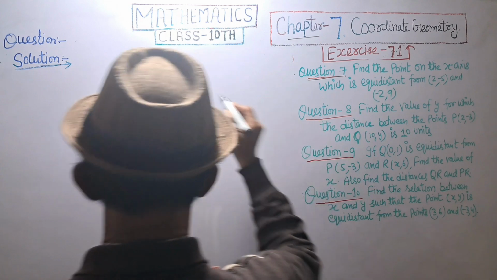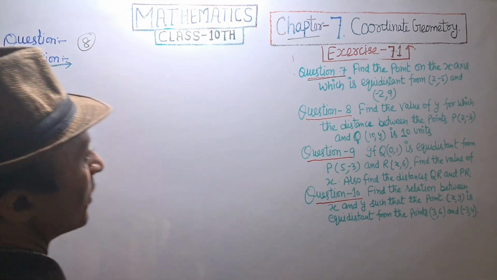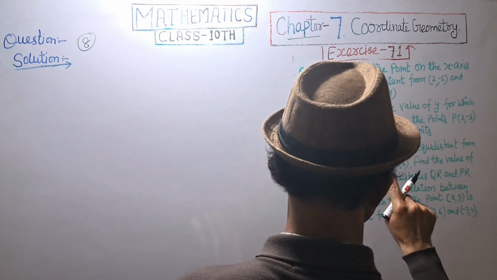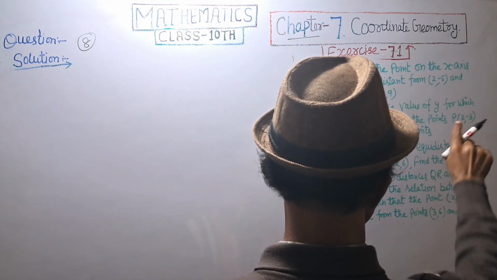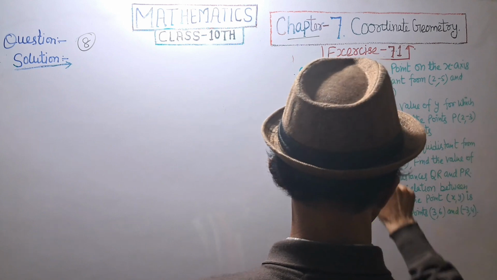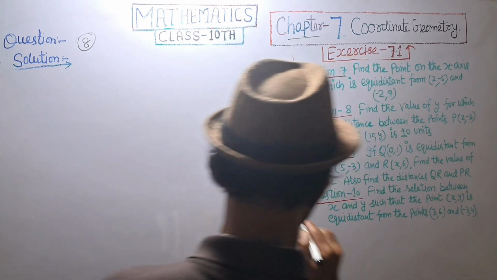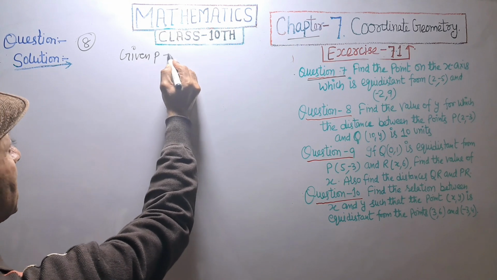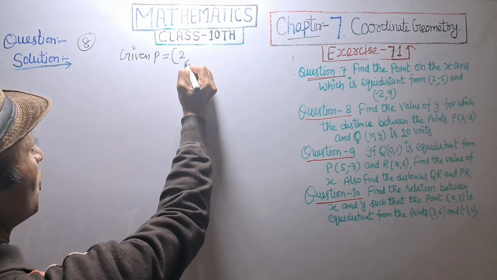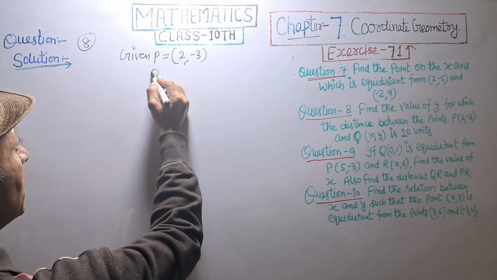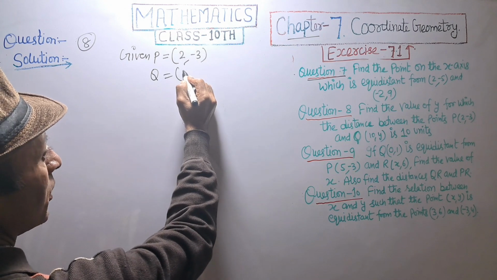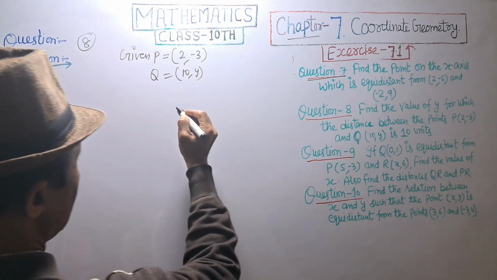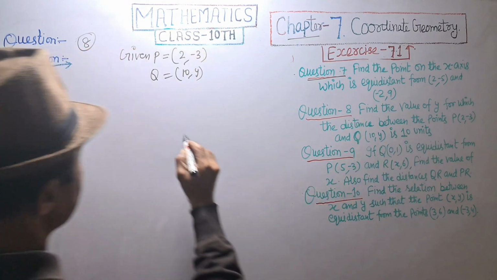Answer. Question number 8. Find the value of y for which Q is equidistant between the points P (2, -3) and Q (10, y). Given P is equal to (2, -3), Q is equal to (10, y), and the distance is equal to 10 units.